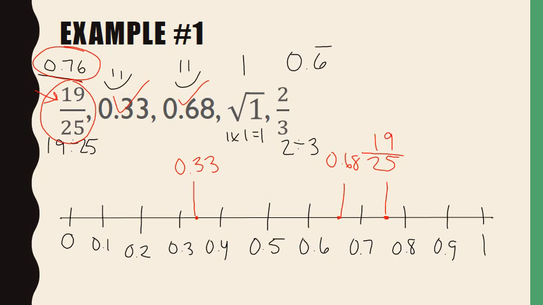The square root of 1 is equal to exactly 1, so that's how I'm going to label it on my number line. I'm going to label it square root of 1 because that's what was originally given to me in the problem.